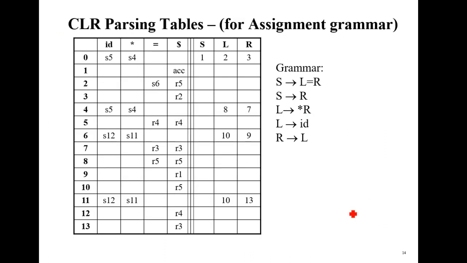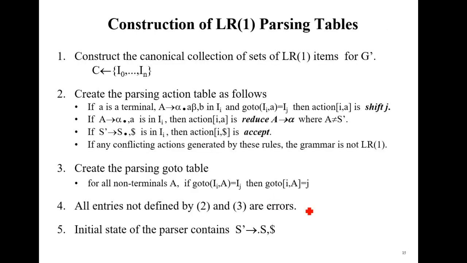The next step is constructing parsing table using this canonical LR1 collection. Here there are two parts. The first part is called action table. The second part is called goto table. In the action table, we have only shift operation, reduce operation and accept operation. In goto table, we have only state numbers. Now we will see the procedure for computing this action table and goto table.